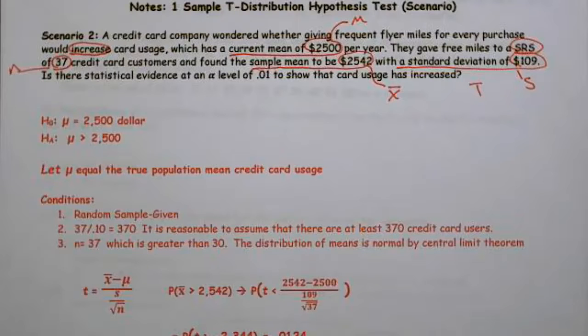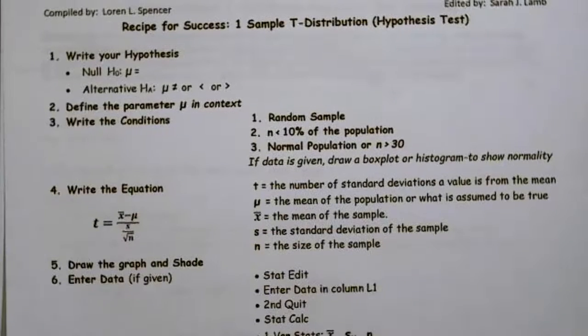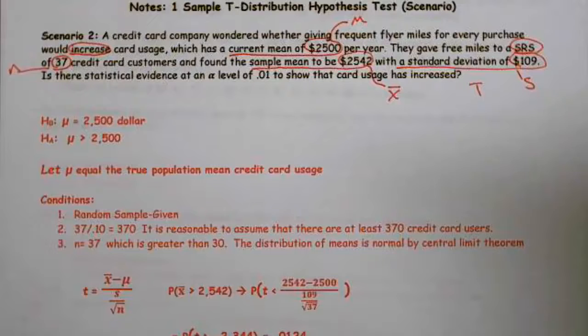All right, this is your stat sensei, and we're going to do a second scenario on one sample T hypothesis testing. So you may want to have your recipe card off to your side because it lays it out for you, and your recipe is going to look something like this.